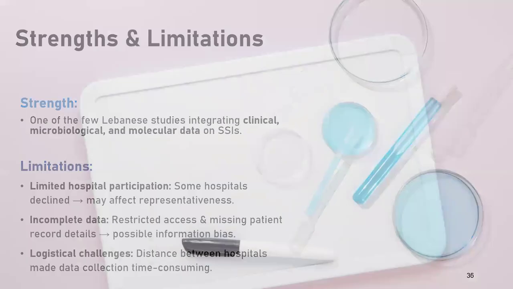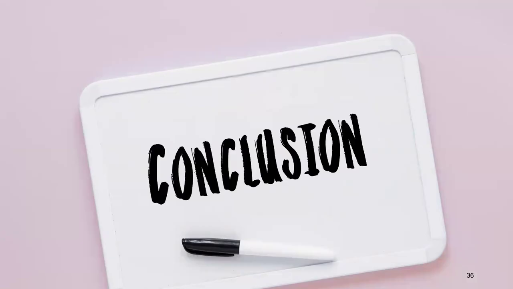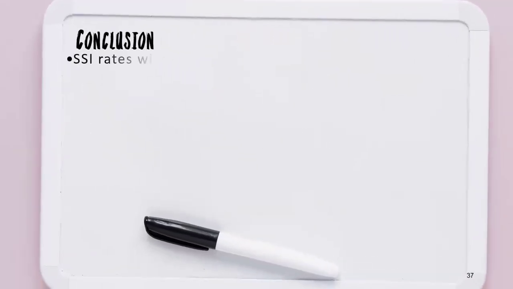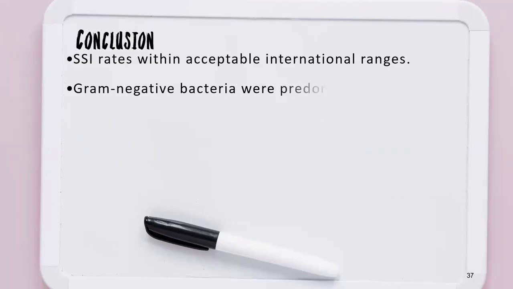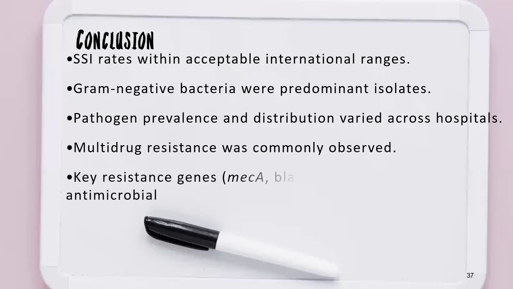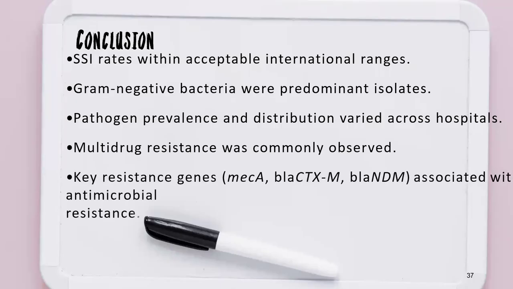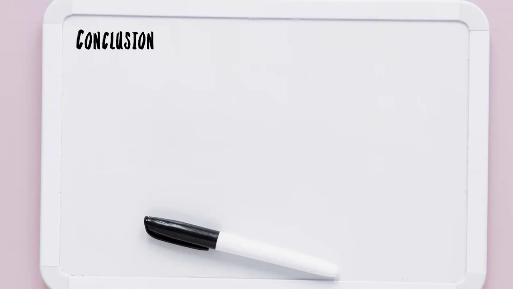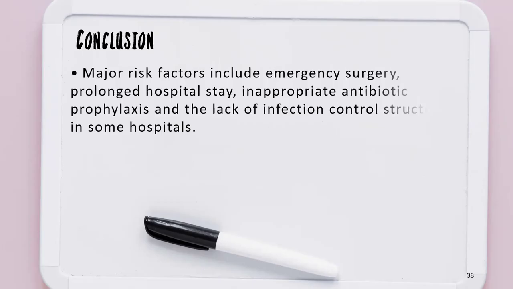So now, in conclusion, we conclude that in Lebanon, the surgical site infection rate is within the acceptable international range. Gram-negative bacteria were the predominant isolates. Pathogen prevalence and distribution varied across hospitals, with multi-drug resistance commonly observed and the presence of specific resistance genes associated with this antimicrobial resistance. Many factors were associated with surgical site infection occurrence, like emergency surgery, prolonged hospital stays, inappropriate antibiotic prophylaxis, and the lack of infection control structures in some hospitals.